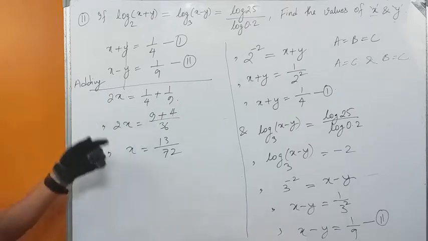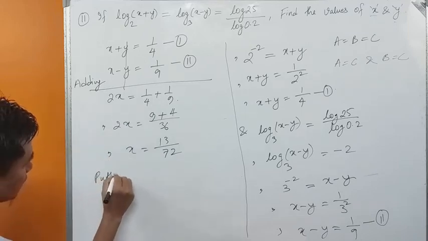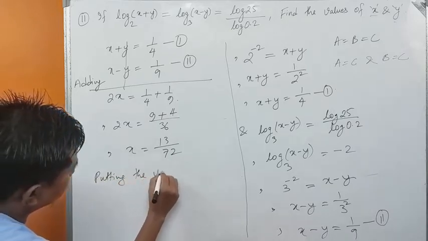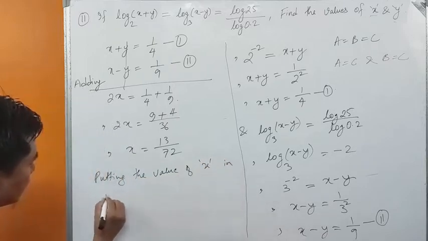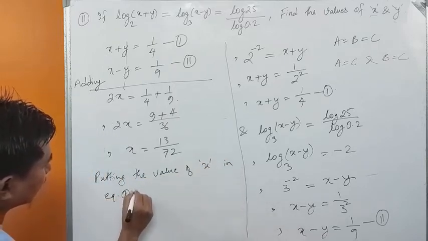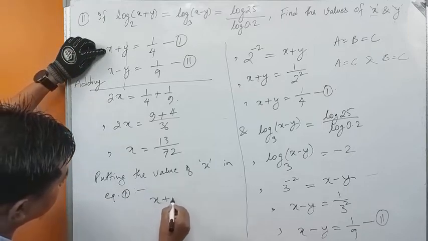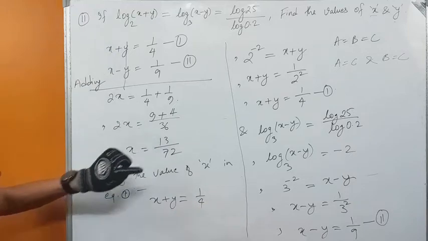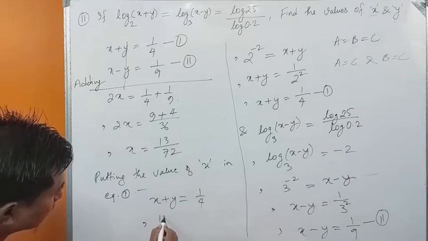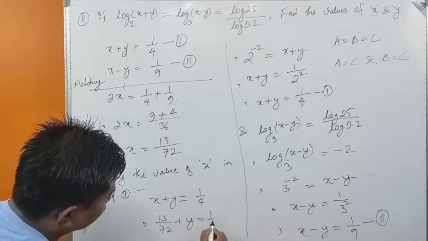Now let us find the value of y, putting the value of x in equation 1 or equation 2, okay? So putting the value of x in equation 1, you can put the value of x in equation 1 or equation 2. Whichever way you find easier, you can do that, okay? x plus y equals 1 upon 4. Now the value of x is 13 upon 72. Instead of x, I write 13 upon 72, plus this y we write here equals 1 upon 4, isn't it?